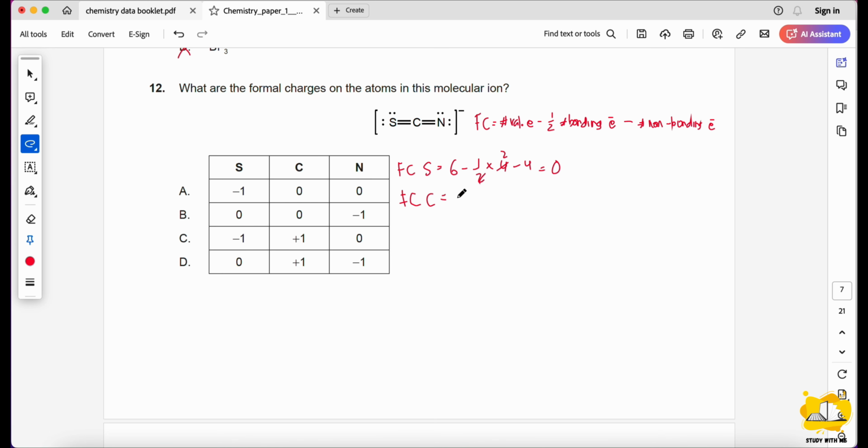For C, valence electrons, it's 4 because it's in group 4. The bonding electrons, we have 1, 2, 3, 4, 5, 6, 7, 8, and there is no non-bonding electron. Therefore, it will be 0. And for N, it's 5 minus half of the bonding electrons, which are 4, minus the non-bonding electrons, which are 4. So it will be -1. The answer is B.